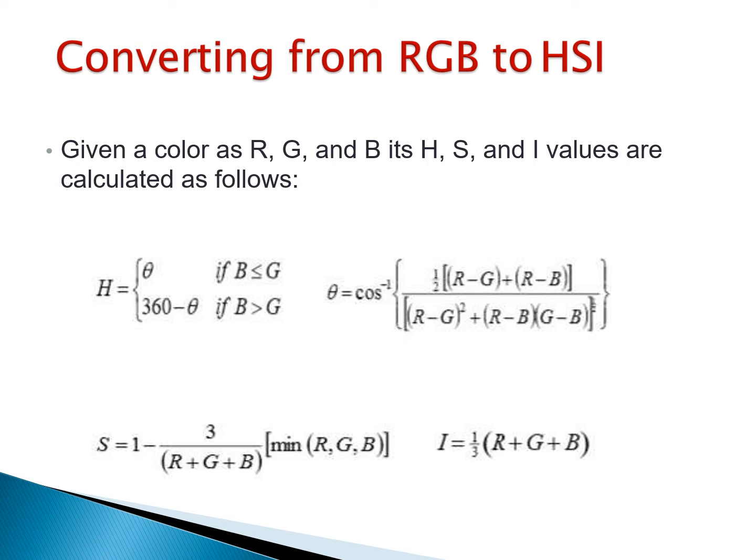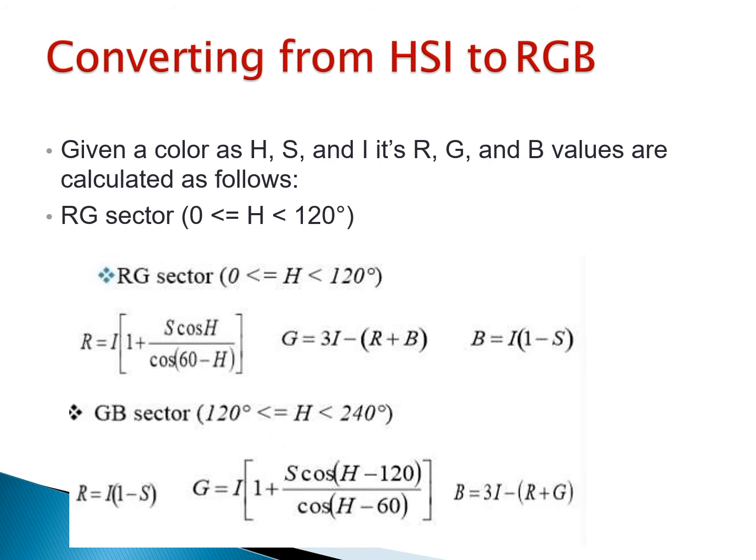The saturation component, the capital S, is given by this particular formula, where we have 1 minus 3 divided by the sum of red, green and blue, multiplied by the minimum of R, G and B. And finally, the intensity component is given by 1/3 of the red, green and blue components.